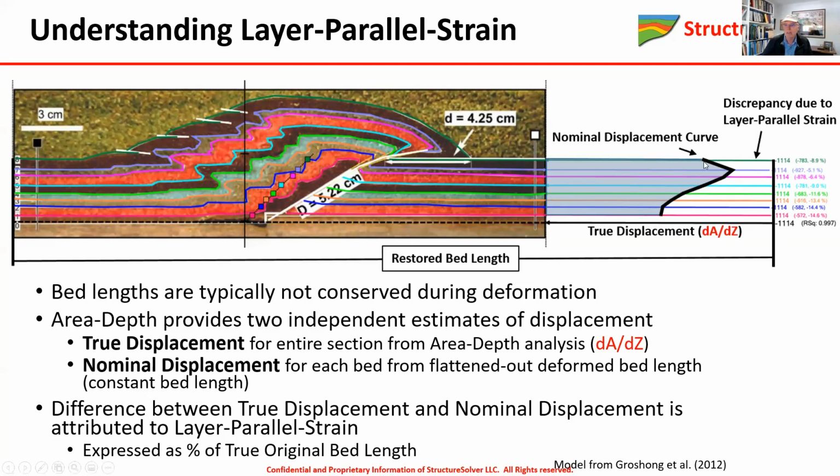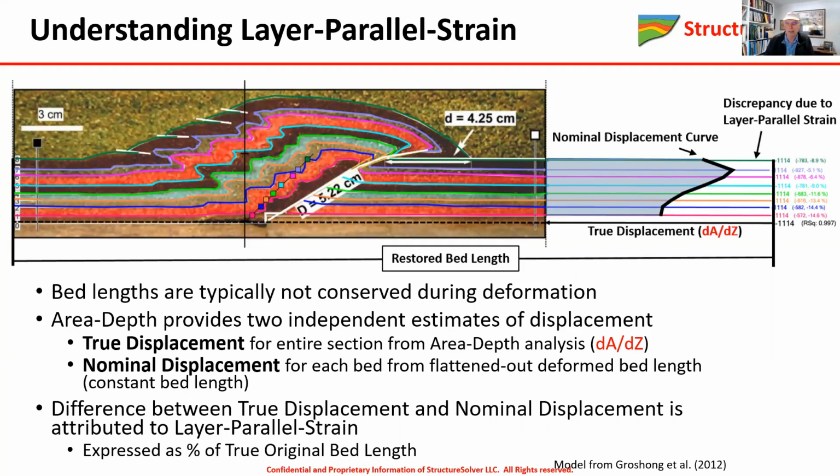And by comparing what we call the nominal displacement curve, which is what we get when we flatten out the bed length, with the true displacement, which is what we get from the slope of the area depth curve, we can get a measure by comparing these two. We can get a measure of the layer parallel strain expressed as a percentage of the true original bed length. So that's a very critical point. And this theory was developed by Professor Richard Groshong.